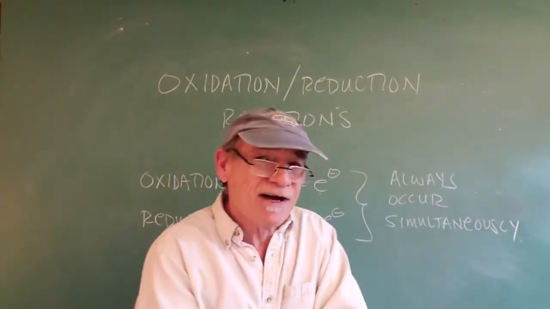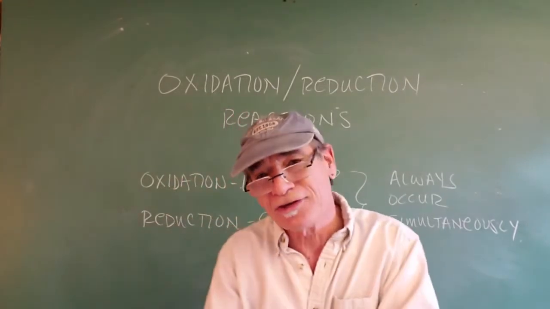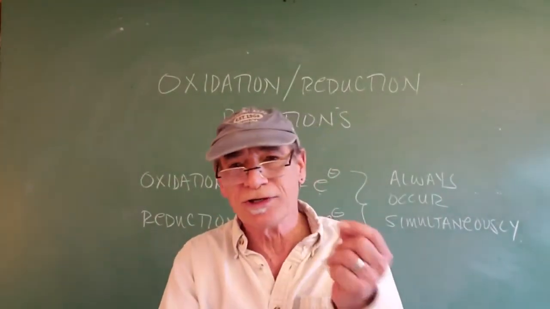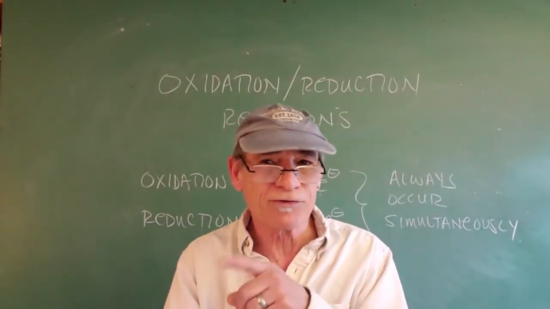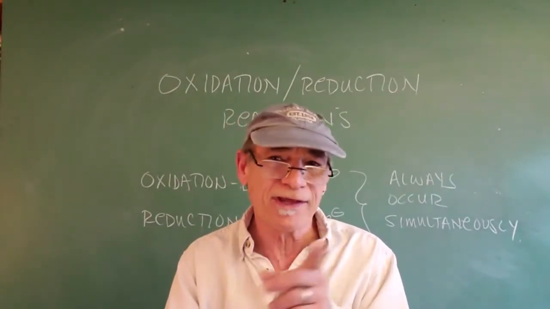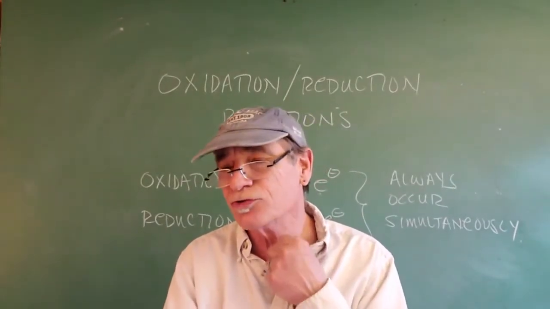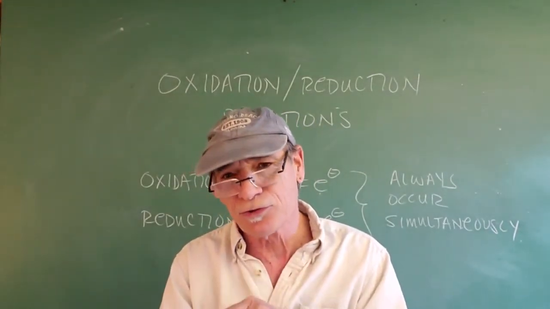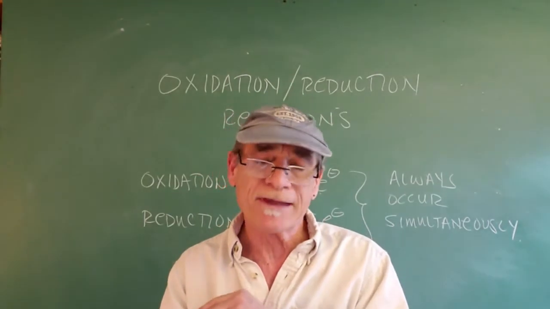But this idea of oxidation reduction reactions involves the transfer of electrons from one species in the reaction to another. The one that loses the electrons is the one that's getting oxidized. The one that gains them is the one that's getting reduced. And this sets the stage for our upcoming discussions of electrochemistry in Chapter 20.